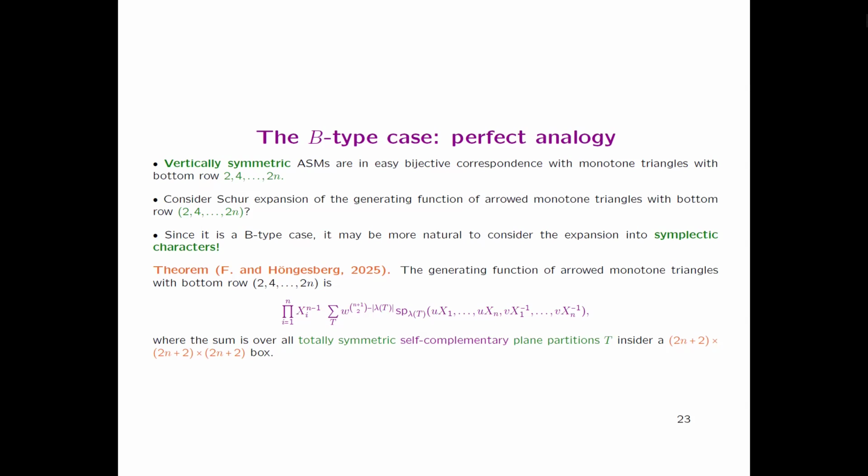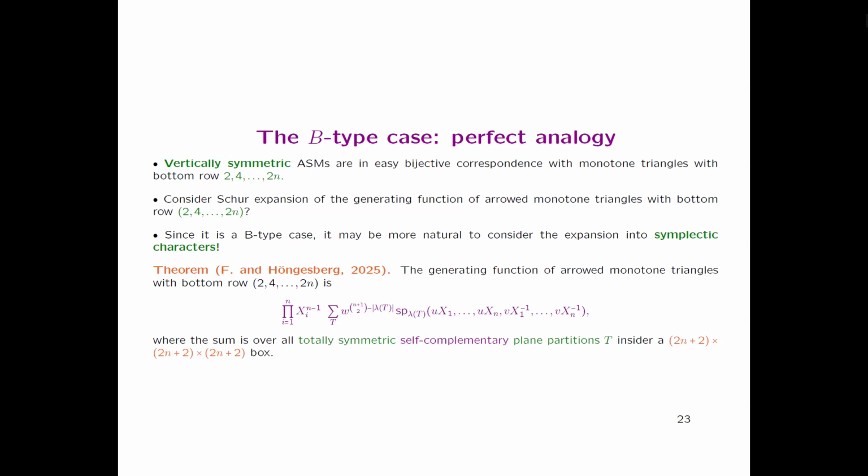We consider the expansion into symplectic characters. And actually, the result is in perfect analogy. So we do expand with respect to the symplectic characters. And instead of totally symmetric plane partitions, we have to add the symmetry. We have to add the self-complementariness. Okay, so just add this one symmetry, and you also get an expansion.